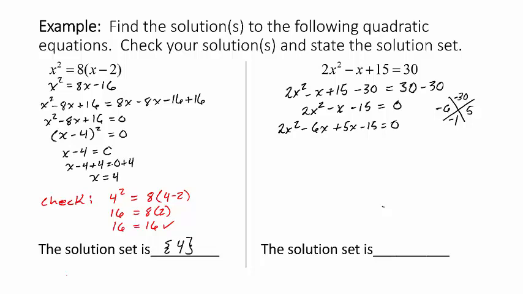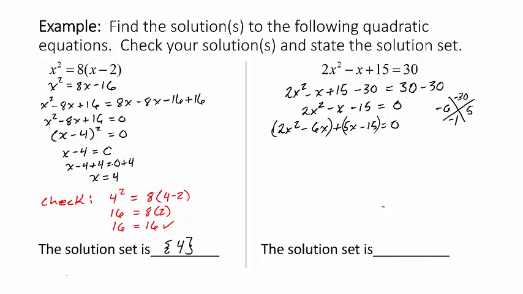Now notice one of the numbers was negative and I wrote it first, right? That's always helpful when you're using the AC method for factor by grouping, because you don't have to pull out a negative 1 out of the second grouping. So that makes it a little bit easier.